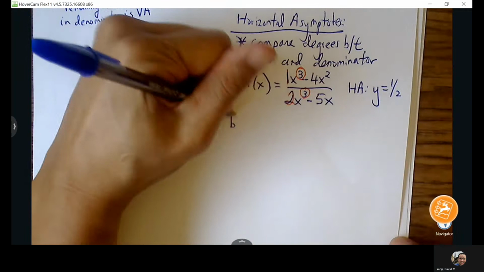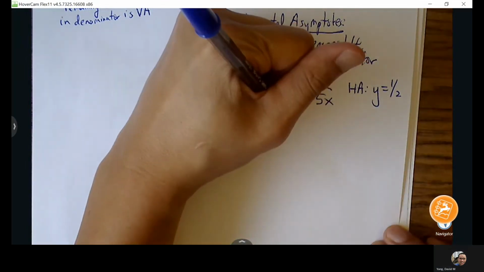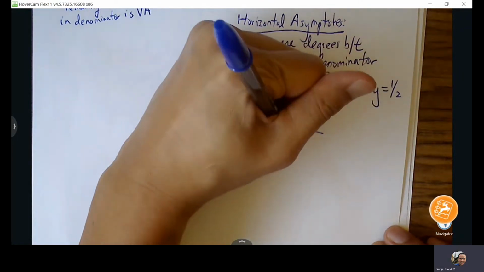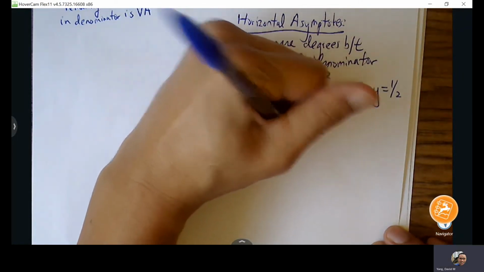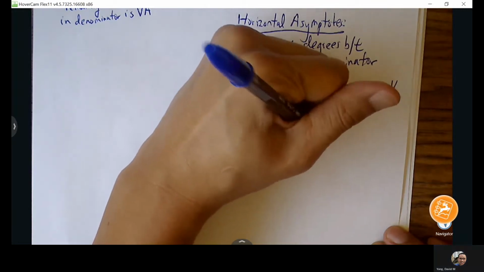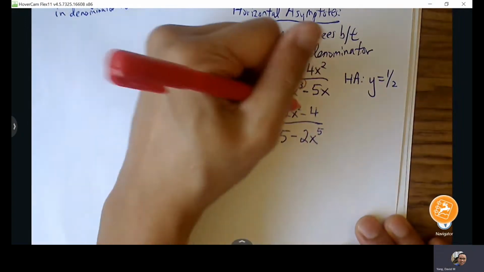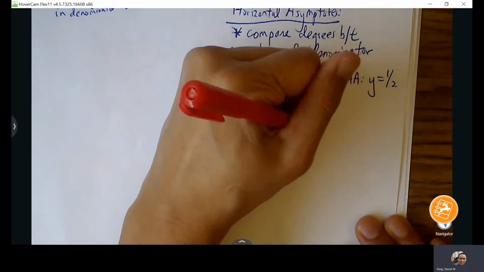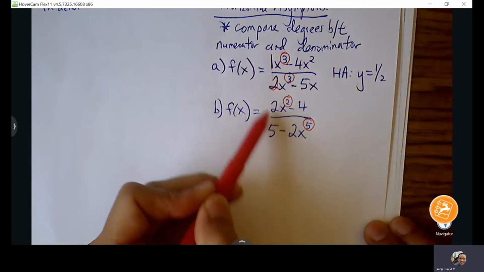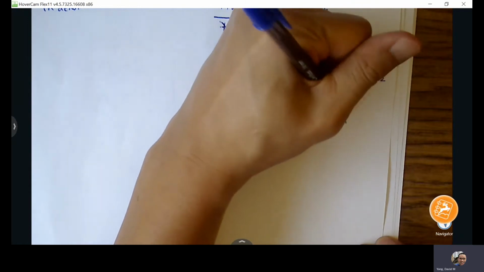Second scenario is where my denominator has the higher exponent. So I'm going to circle the exponents so we can compare them. Notice how the denominator is greater. If the denominator is greater, we don't care about what the ratio is, but there will be a horizontal asymptote, and it's always going to be at 0.